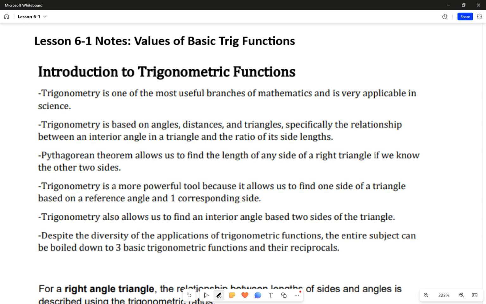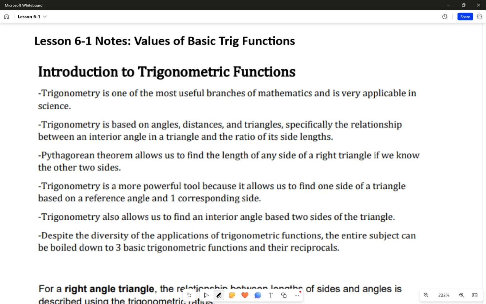Trigonometry is one of the most powerful and useful branches of mathematics, and it's applicable in science. Trig is based on angles, distances, and triangles, specifically the relationship between an interior angle in a triangle and the ratio of its side lengths.